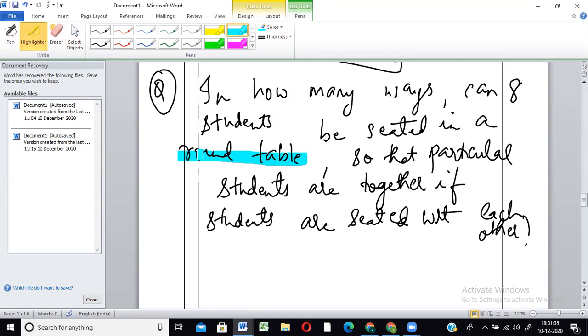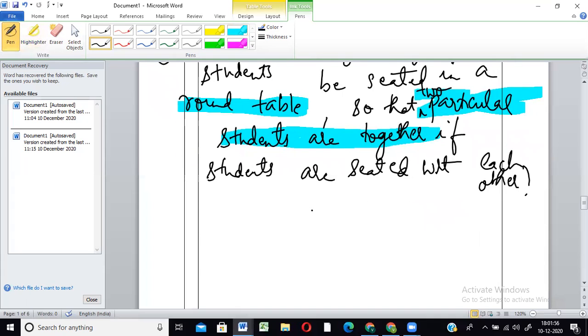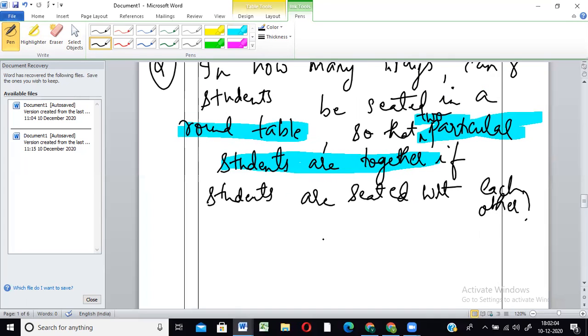First of all, they are seated in a round table, so this is an example of circular permutation. And the other condition given is that two particular students are always together. So how are we going to do this? Whenever we have those two particular girls, likewise last time we had those three brothers to be sitting together, so we consider them as one object only, right?